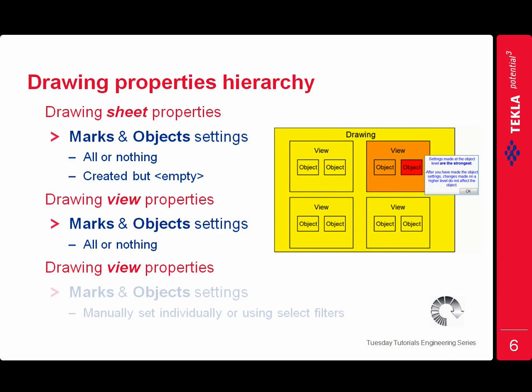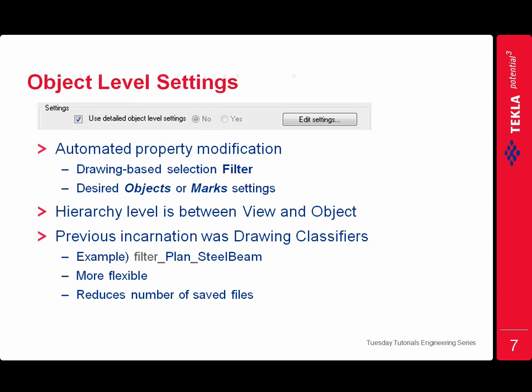There's a kind of a subset to drawing view properties. You have two options on those. You can even set them individually per view, and then you can go in and set the objects per view using a selection filter. You can do this manually, or you can do it semi-automatically. We're going to cover the automatic or semi-automatic method today.